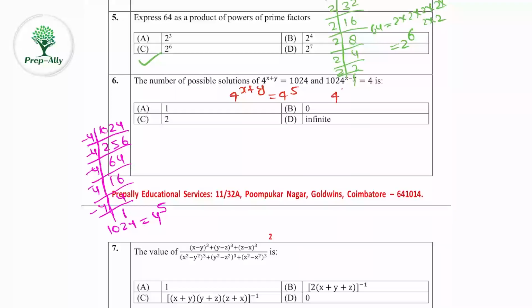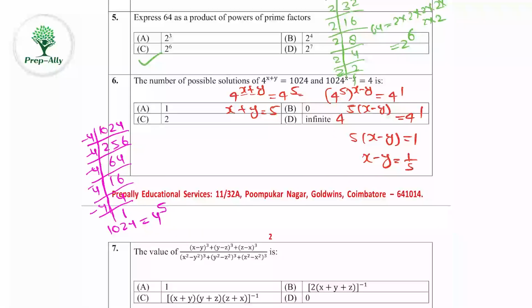1024 we can write as 4 raised to the power 5, so 4 raised to the power 5 into x minus y is equal to 4 raised to the power 1. If I compare the powers, we can write x plus y is equal to 5, and from the other one, 5 into x minus y is equal to 1. So we can write x minus y is equal to 1 by 5.